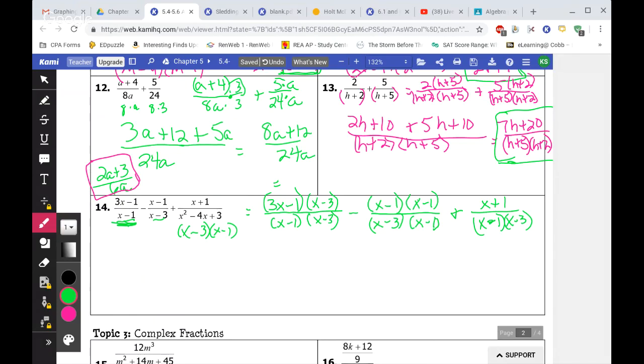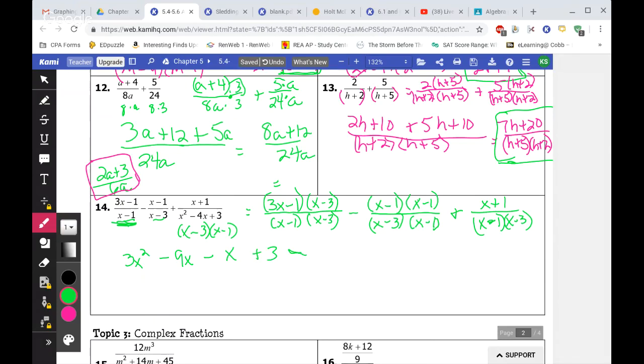So first is 3x times x, so that's going to be 3x squared. And then outside is 3x times -3, so that's going to be -9x. And then inside is -1 times x, so that's -x. And then last is -1 times -3, so that's going to be a +3.